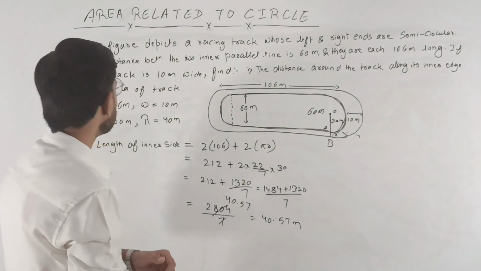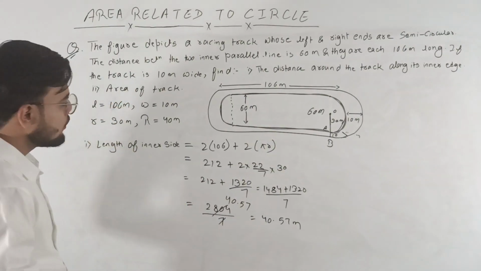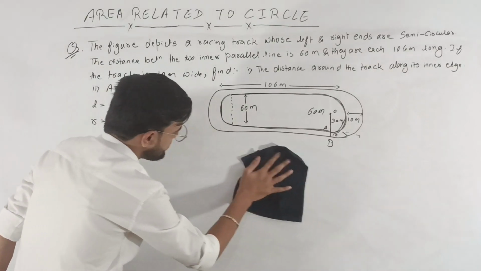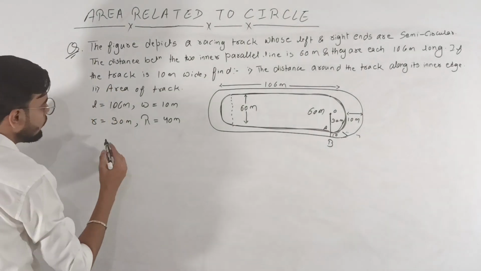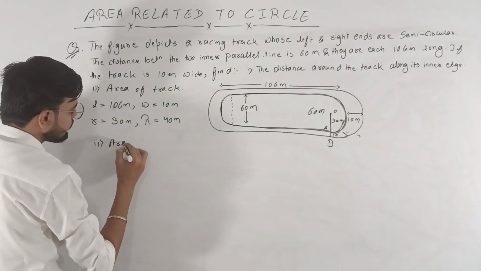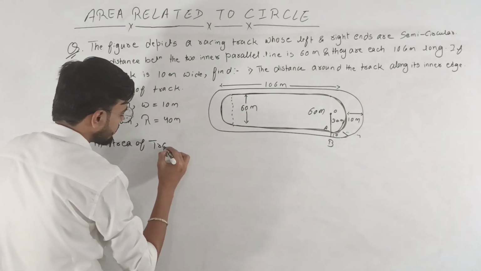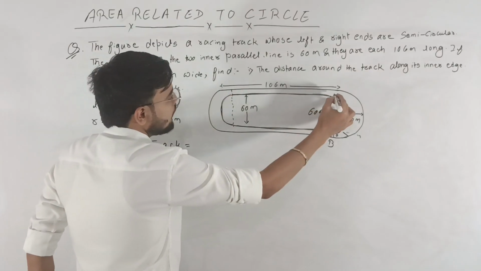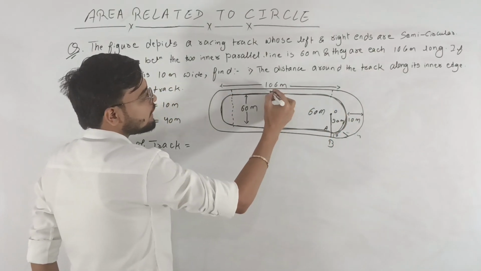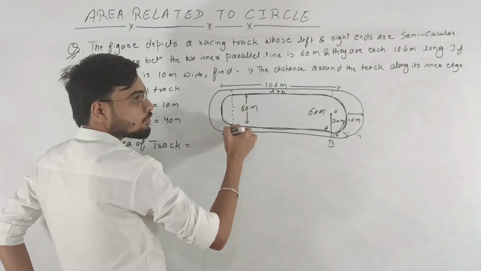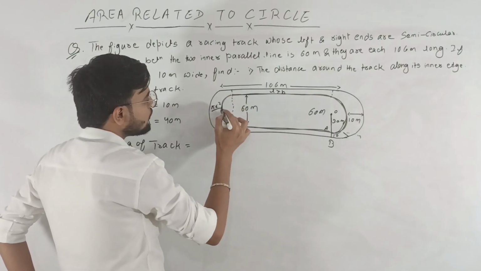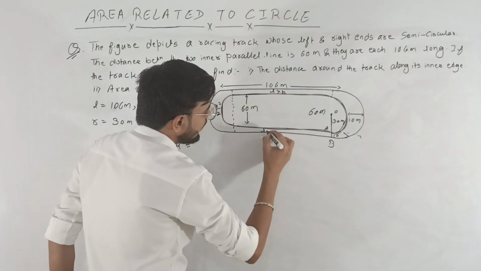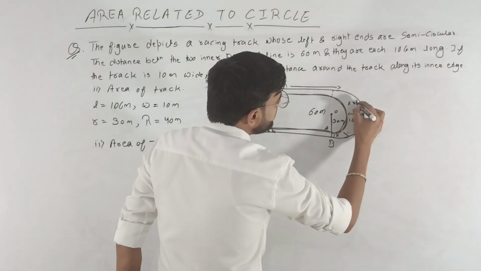Now the second one we have to find is the area of the track. So I erase this first one. Now look at how we find the area of the track. This one is a rectangle. So if we find the area of this rectangle, it is L into B. Now this is a semicircle. So the area of a semicircle is pi r square upon 2. Now we have two rectangles. First one is here and second one is here. So again this is L into B and this is pi r square upon 2.